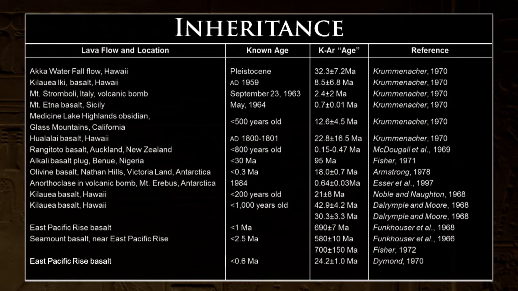Recent lava flows on islands in the various oceans have been dated using uranium lead, and they also give ages of hundreds of millions of years old for recent lava flows. So it's not just confined to potassium decaying to argon, it's also uranium lead dating that gives you these wrong dates for observed lava flows.